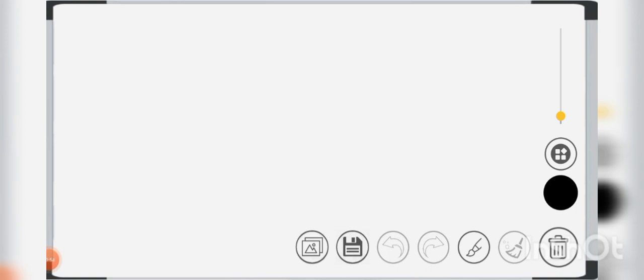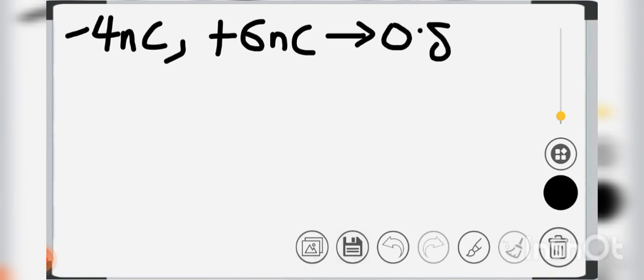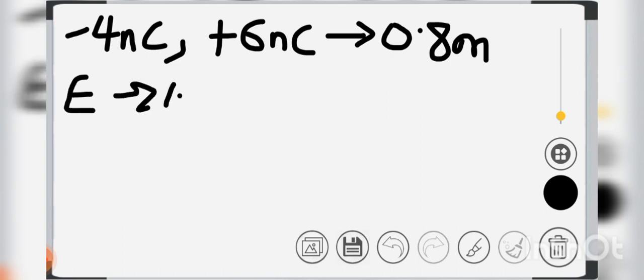All right, okay. The said charges: minus 4 nanocoulomb is at the origin, and a charge of plus 6 nanocoulomb is at 8.0 meters from the origin. Let's say find the electric field at a point. What is the E at the point 1.2 meters from the origin?